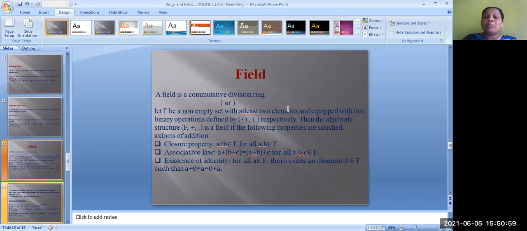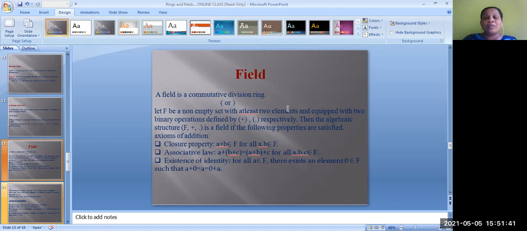Let F be a non-empty set with at least two elements and equipped with the two binary operations defined by plus, dot respectively. Then the algebraic structure F, plus, dot is a field if the following properties are satisfied. So we have axioms also, properties also, and the same properties we have to satisfy. Closure property: a plus b belongs to F for every a, b belongs to F. And associative property with respect to addition: (a plus b) plus c is equal to a plus (b plus c) for all a, b, c belongs to the set.